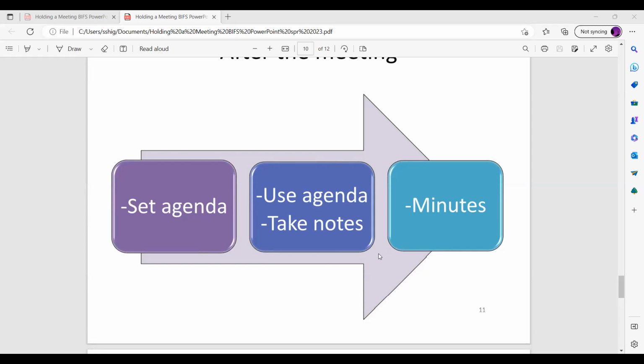You could have had the best discussion possible, but if there's no follow-up, then what was the point of the meeting, right? If there are no action items, what was the point of the meeting?